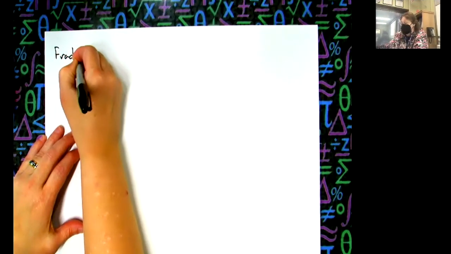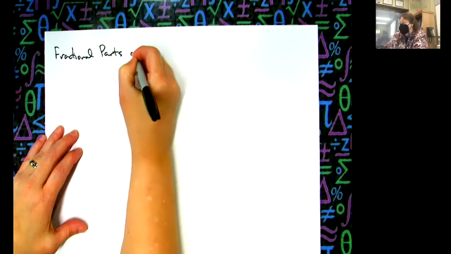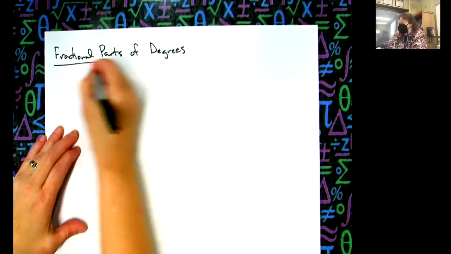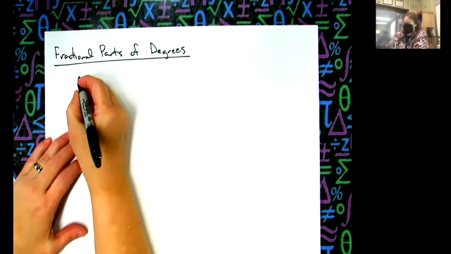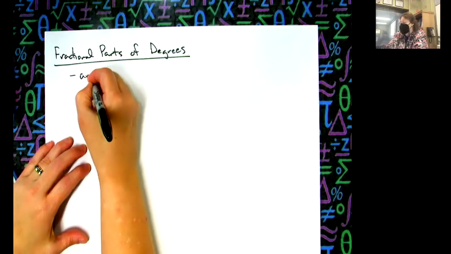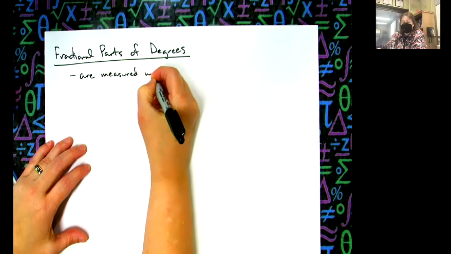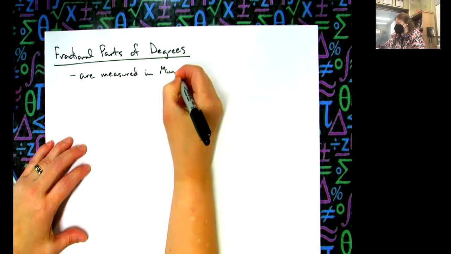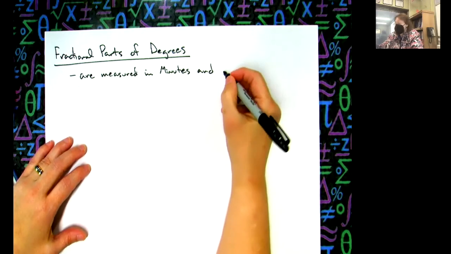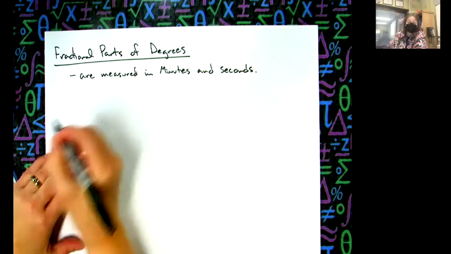Fractional parts of a degree. Any fractional part, all right, I've already verbally said it, is measured in minutes and seconds. And you know the relationship between minutes and seconds. So to convert back and forth, the math is relatively simple.